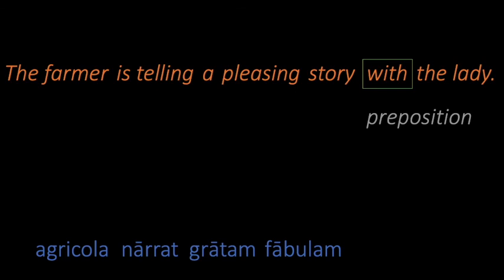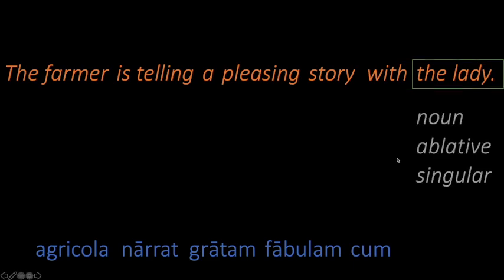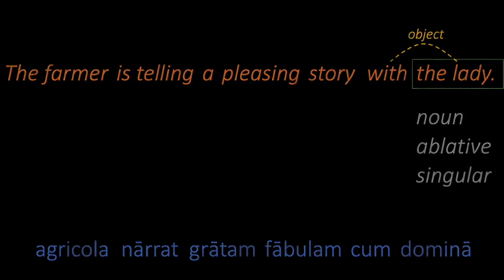With is just a preposition. The Latin for it is cum. The lady is a noun, and it is the object of the preposition with. So we're going to use the ablative singular, and the form will be domina. Altogether, we have agricola narat gratam fabulam cum domina. Optionally, we can rearrange it to have a more typical Latin subject-object-verb word order and end up with agricola fabulam gratam cum domina narat.